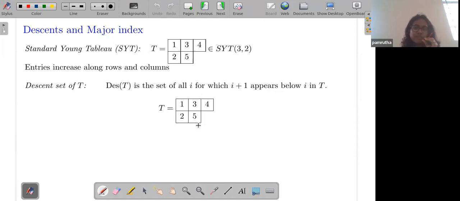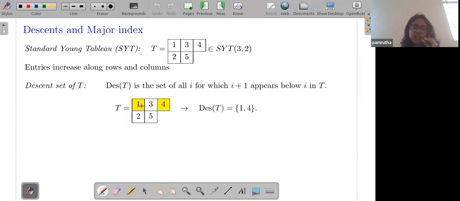For example, in this particular running example that we are considering, we have 1 and 2 below it. Similarly, we have 4 here and 5 in a row below it. So here the descent set is 1 and 4. Okay, the descent set is just 1 and 4.